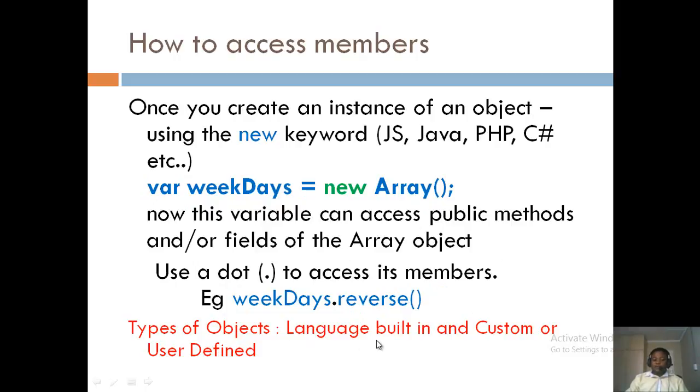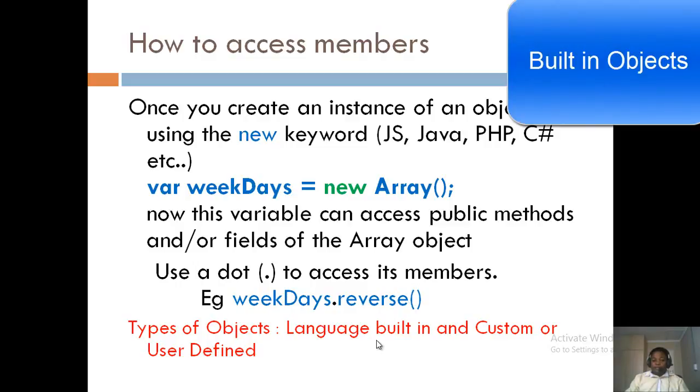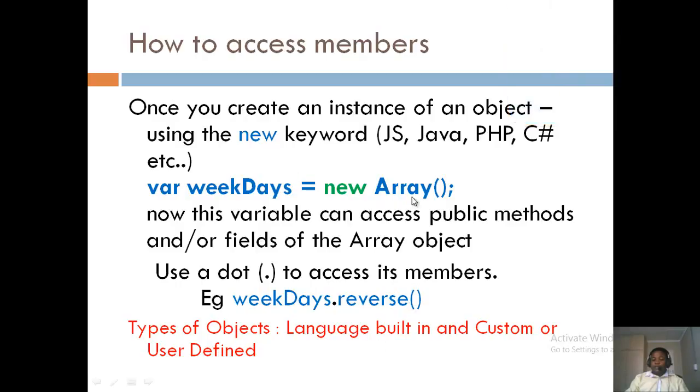So what are the different types of objects that are out there? First of all, you have objects that come with the language. For example, if you're writing a Java program, you have objects that come with Java. JavaScript has a number of objects that come with it, and of course we are looking at the array object here, and later on we are going to look at the string object, and in one of the future videos we're going to talk about the date object. So there are many objects that come with JavaScript as well. PHP has its own objects, C#, and so forth.